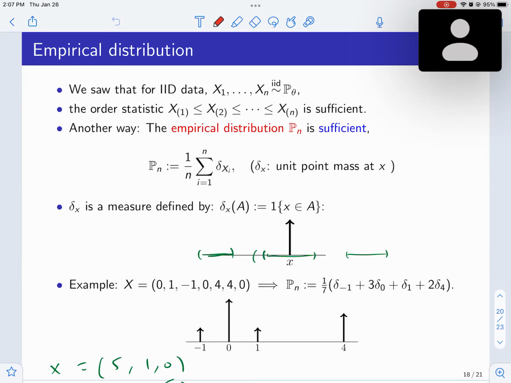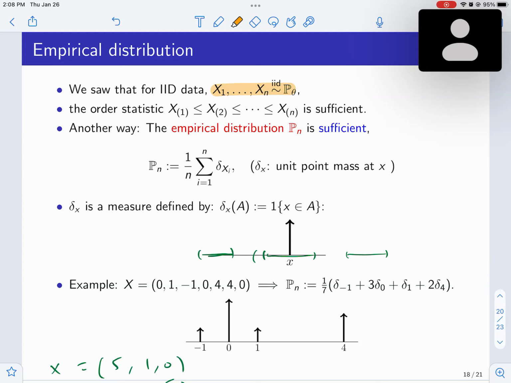So if you think about IID data from a model, the information in this data, as far as, let's say, the information relevant to estimating theta in general, is captured by this empirical measure, which is a probability measure or probability distribution on the same space. It's a discrete probability distribution, and it captures the information in the data.